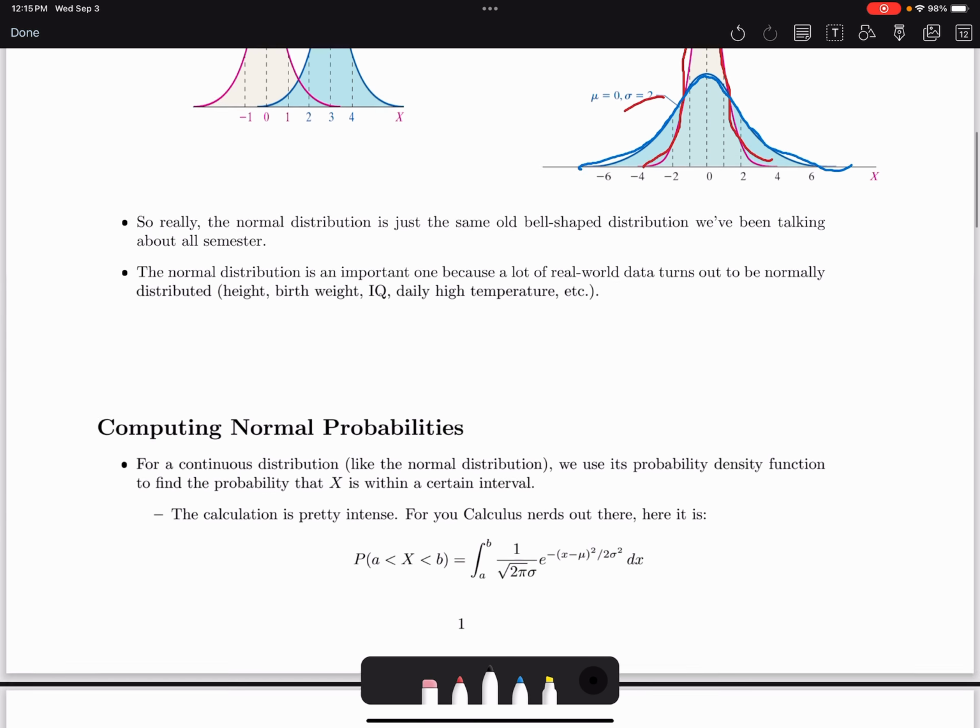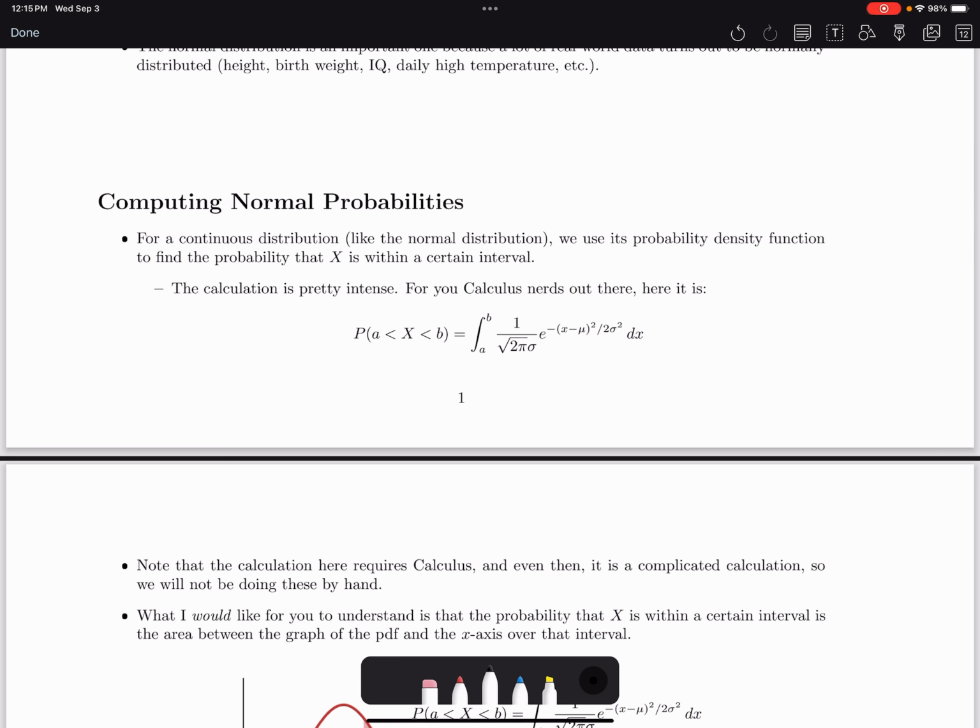And the way that we compute those probabilities is we do a calculus problem. So we're not actually going to do this by hand because most of you don't know calculus, which is fine. But for those of you who do know calculus, this is what the calculation would be. So the probability that X is between a and b is the integral from a to b of the probability density function for a normal random variable.